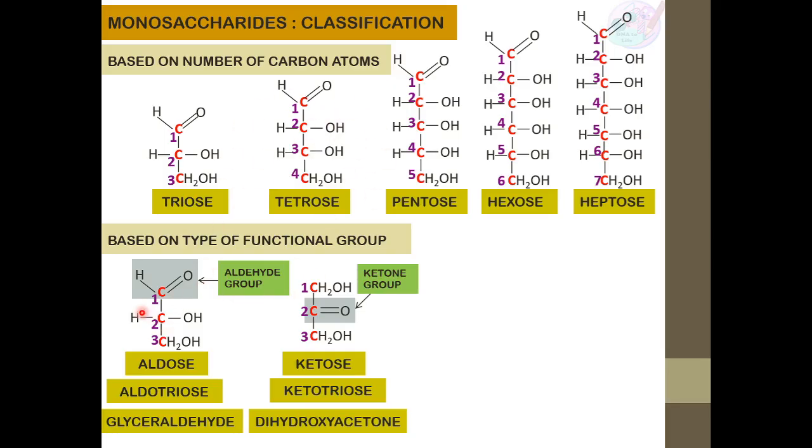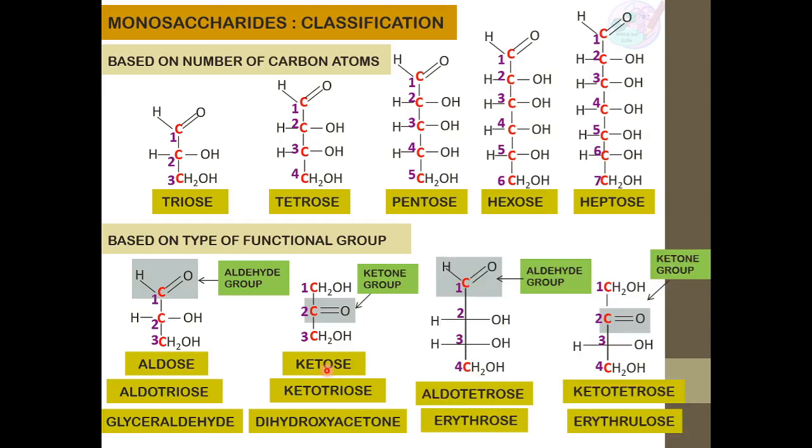So this sugar is a 3 carbon sugar with an aldehyde group; it is called an aldotriose. Similarly, this 3 carbon sugar with a ketone group is known as a ketotriose. This is the structure of glyceraldehyde, and this is the structure of dihydroxyacetone. So glyceraldehyde is an aldotriose and dihydroxyacetone is a ketotriose. Next we will see another example.